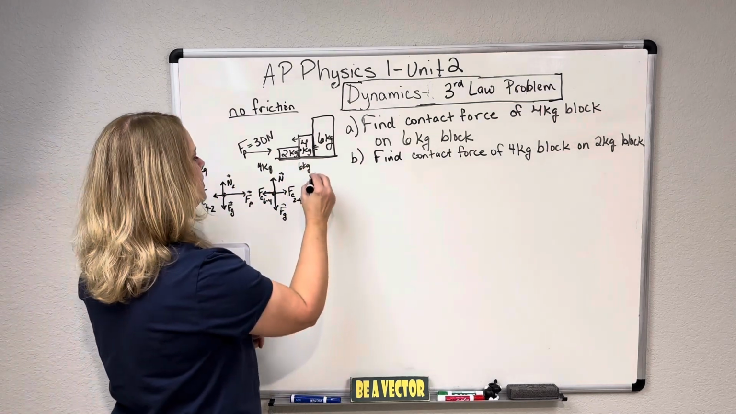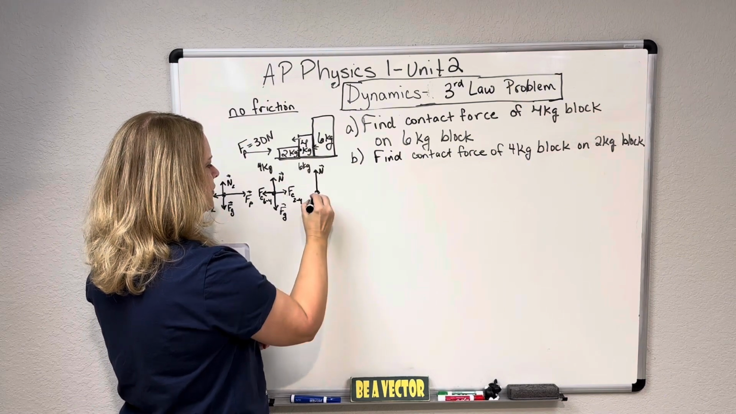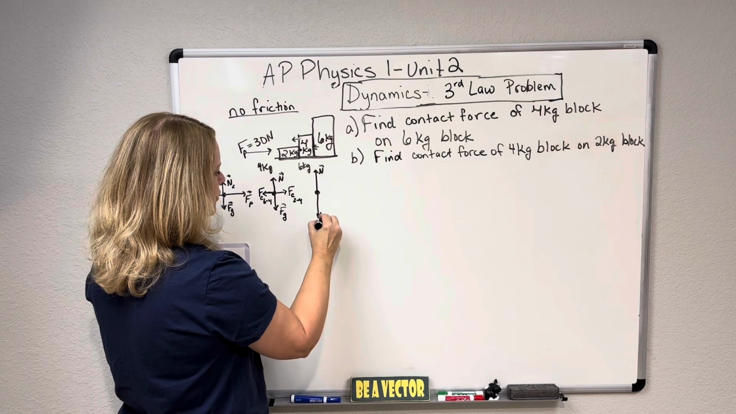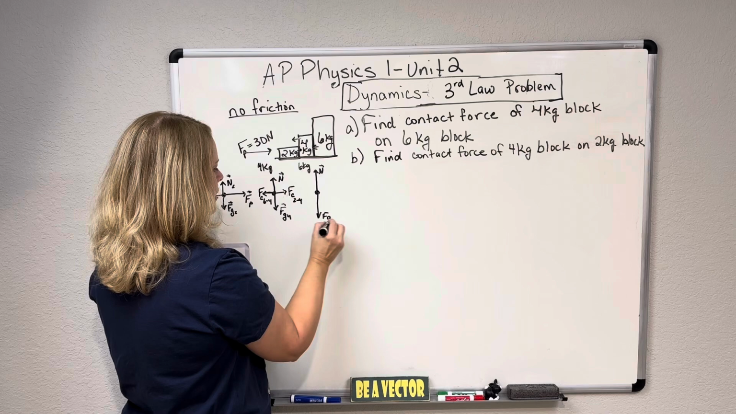All right, now I've got the 6 kilogram. The 6 kilogram, I got a slightly longer normal because it's got more mass, which means more force due to gravity. And this would be the 2, the 4, and the 6.